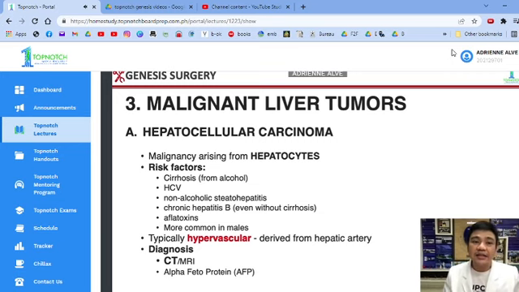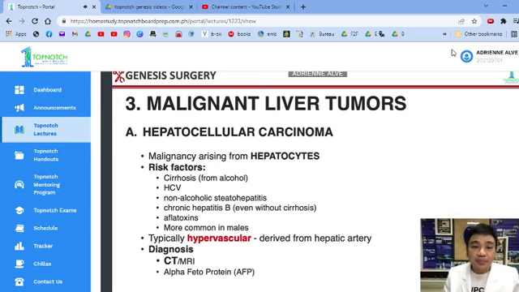Sabi nila, preventable daw ang hepatocellular carcinoma. Yes, it is through vaccination. Indirectly, if you get vaccinated with hepatitis B, you would be prevented from having chronic hepatitis B, which is a common risk factor for the development of your hepatocellular carcinoma. So that's why they say na HCC is preventable. Okay? So typically, it is hypervascular and it's derived from the hepatic artery. The diagnosis would usually be CT or MRI, and then the tumor marker associated would be your AFP or alpha-fetoprotein.